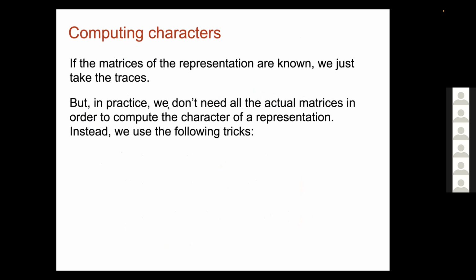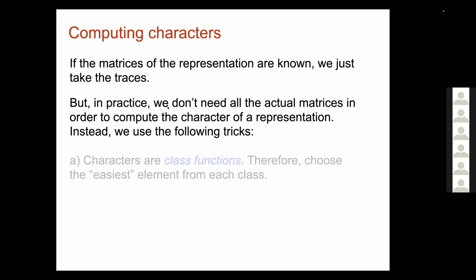Okay, basically you use two different tricks. First, characters are class functions. I mean, the traces take the same value for all the elements in a class. So basically you choose the easiest element. If you really have to construct matrices, you only construct the matrix for the easiest element to construct in each class. That's one good thing to do, okay?